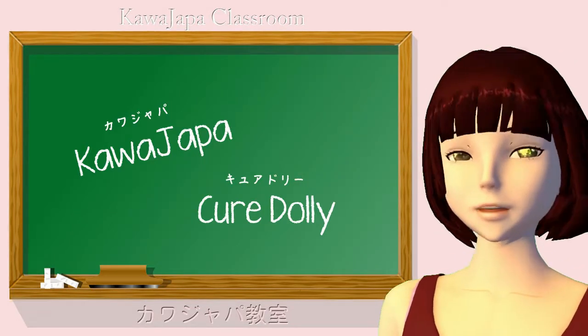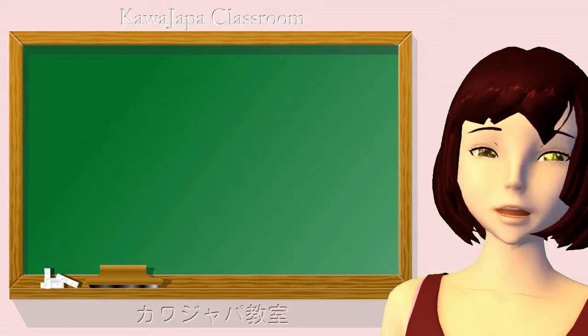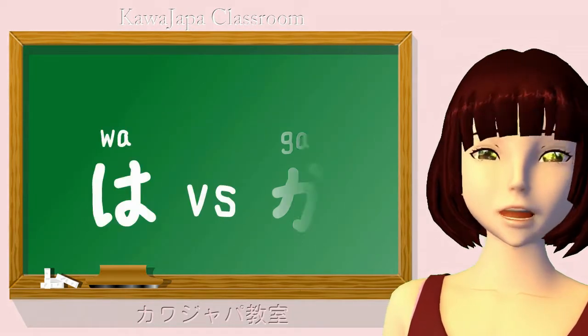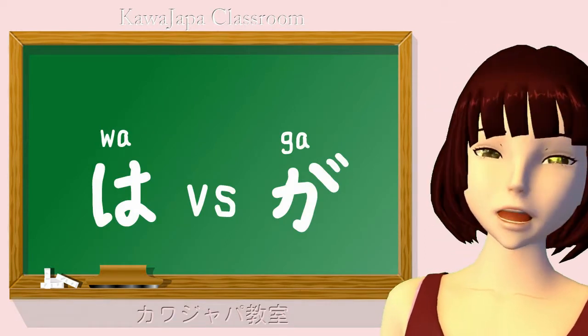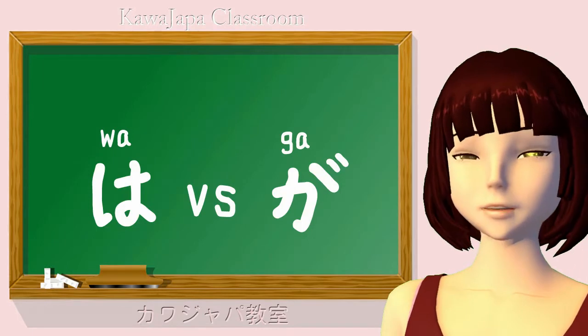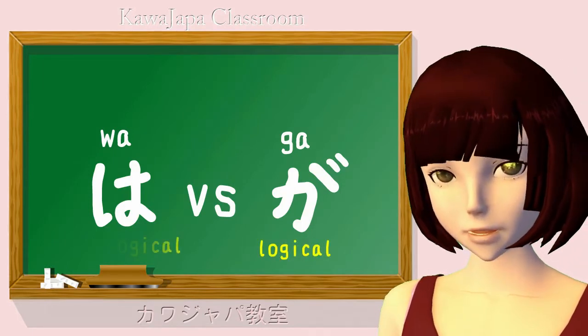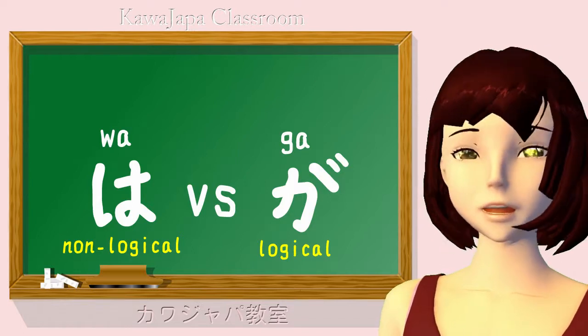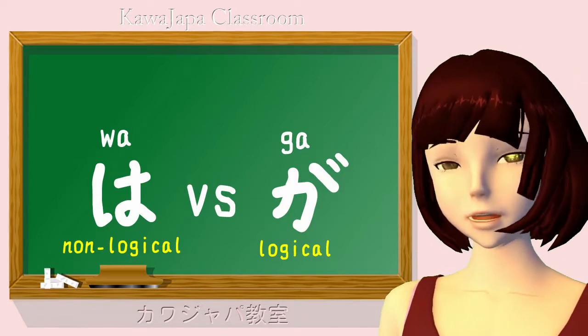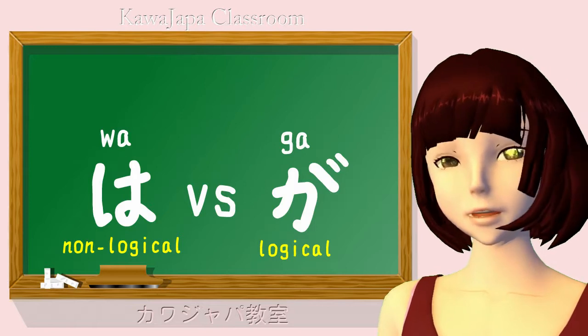In our last lesson, we learned about the fundamental structure of the wa and ga particles as they work in sentences, the logical ga structure and the non-logical wa topic comment structure. Now that we are armed with that information, we can put it into action.